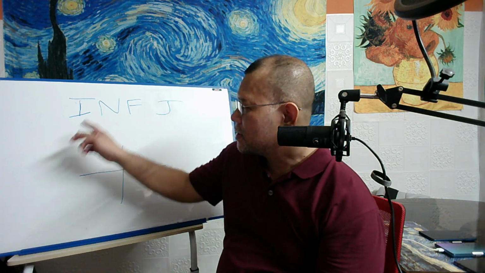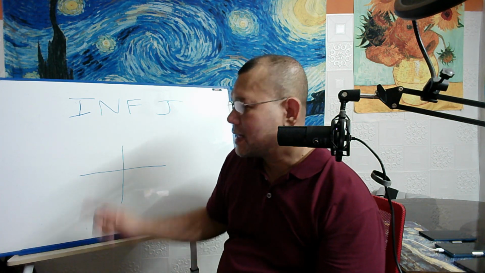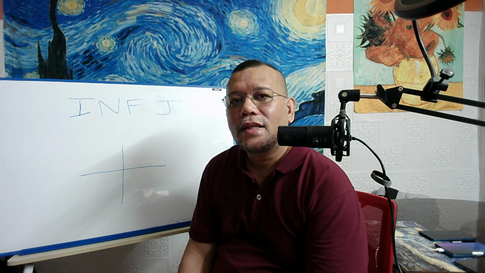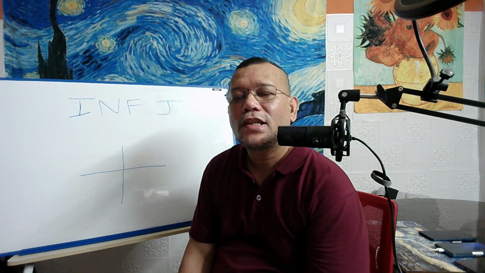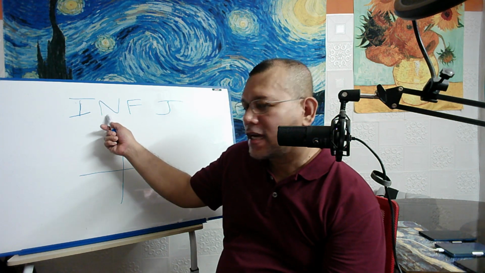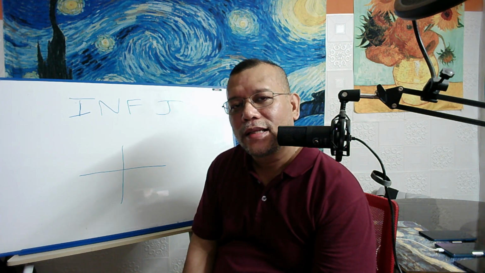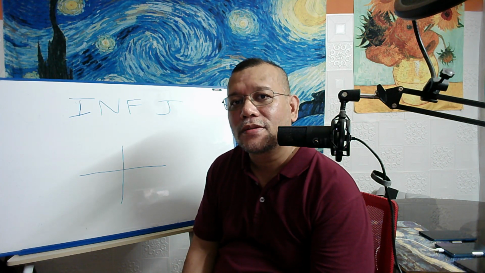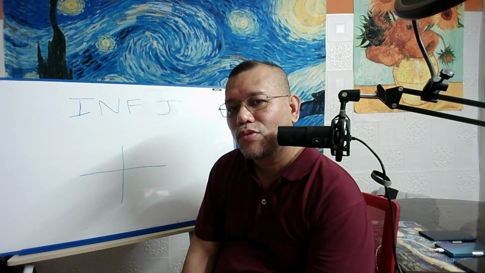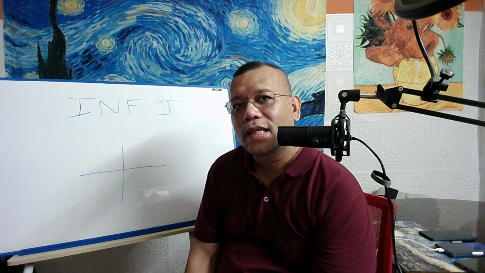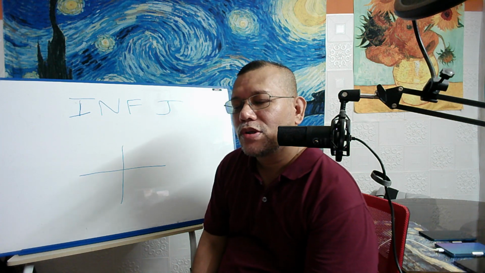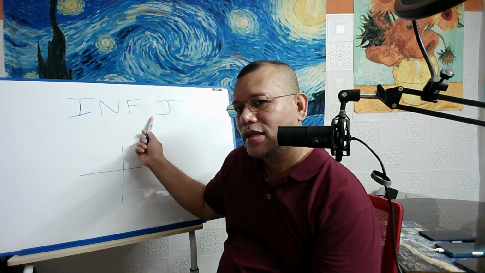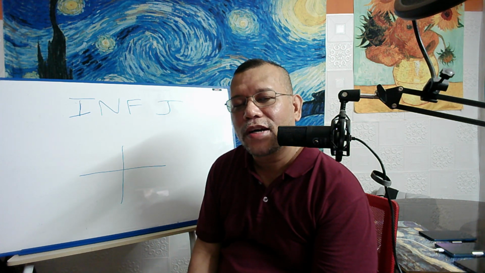Now, skipping the second and third letters, let's go to the last letter. The last letter here is a J. The J here indicates which of either the second or the third letter is an extroverted function. So you might be confused. If this is an I, then how come over here it says that there's an extroverted function?